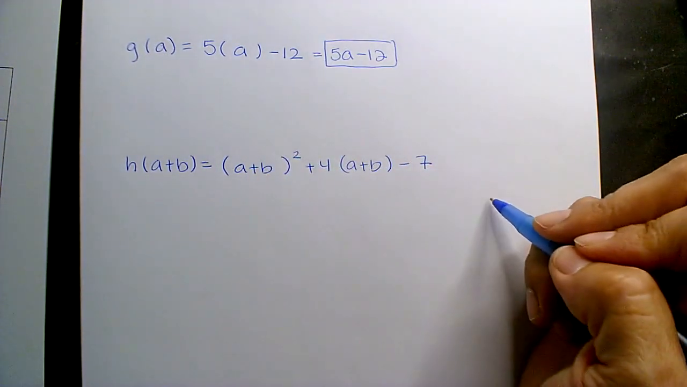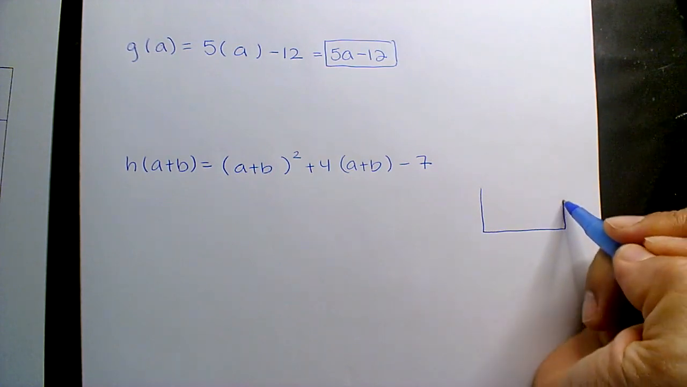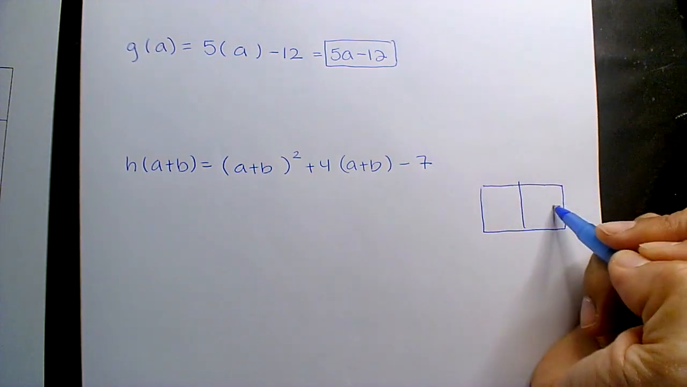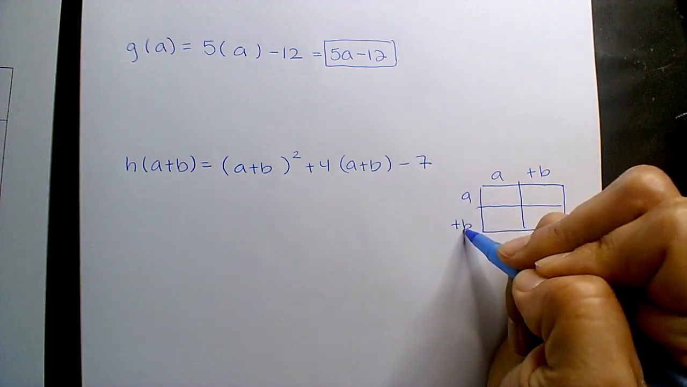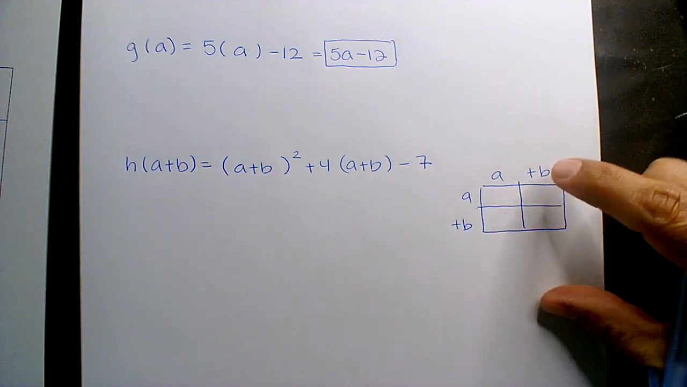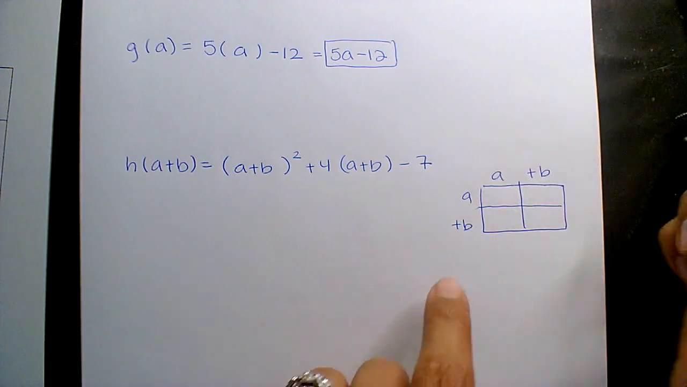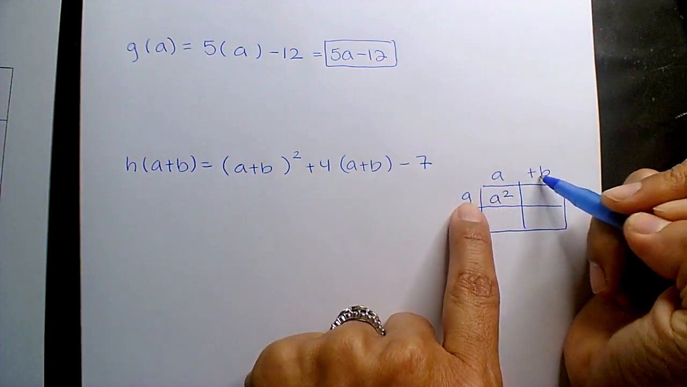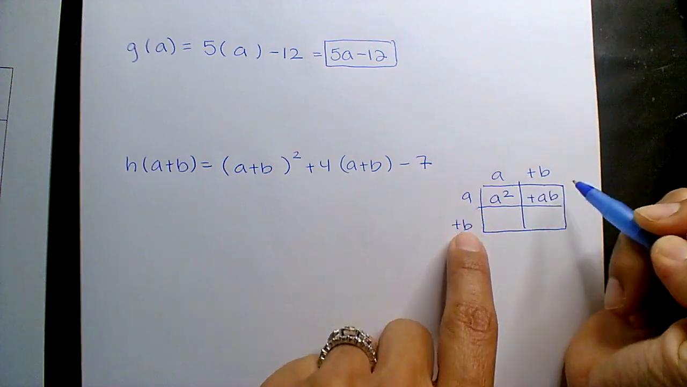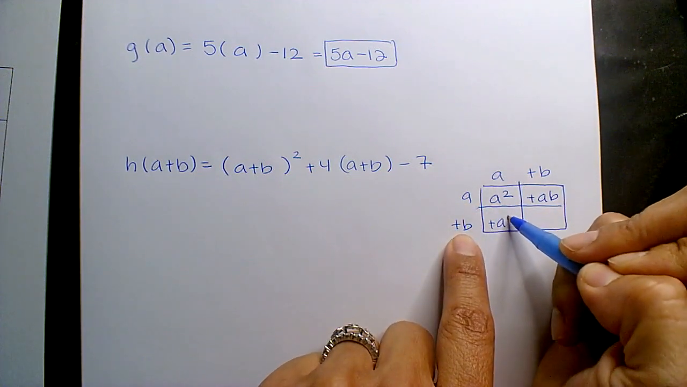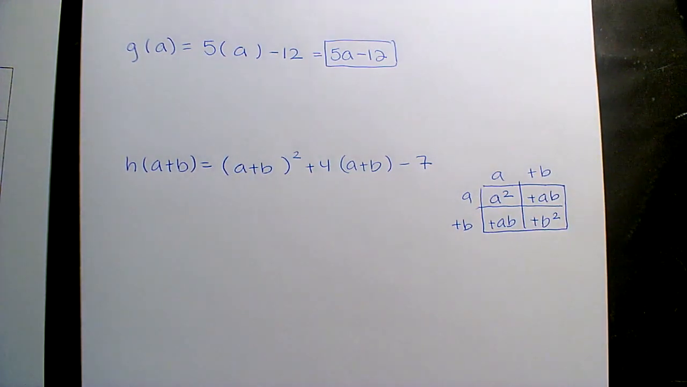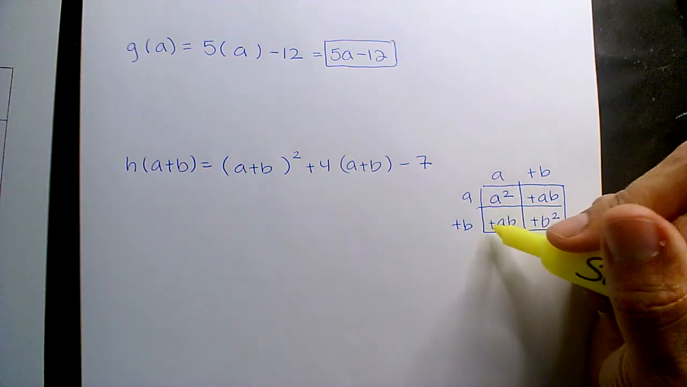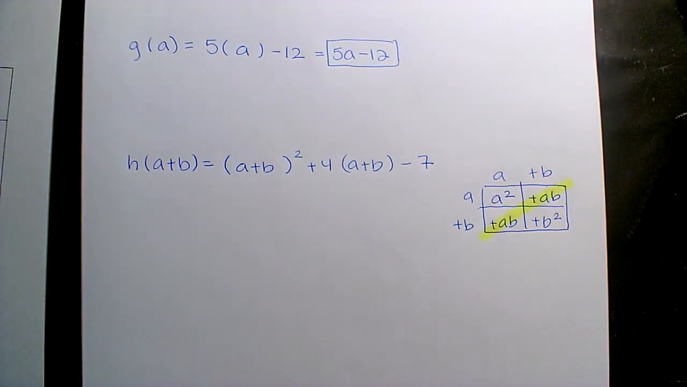Okay, so over here, just in case you like the box method. You remember the cells are row times column, right? So this is a squared, ab, plus ab, plus ab, and b squared. And if you remember, the diagonals were like terms. If you want to do this, you can.